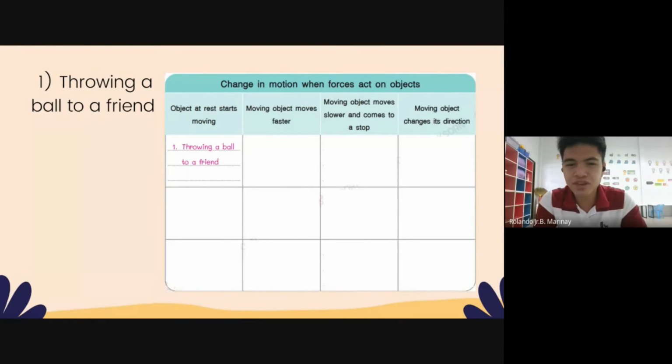Remember, when you throw a ball to a friend, it is an example of object at rest that starts moving. Because at first, the ball is at rest, that means it's not moving at all, and then you get the ball and throw it to your friend, so it started to move. So objects at rest start moving.